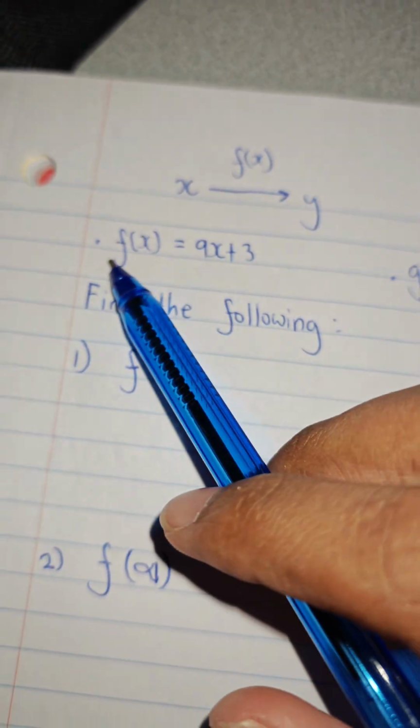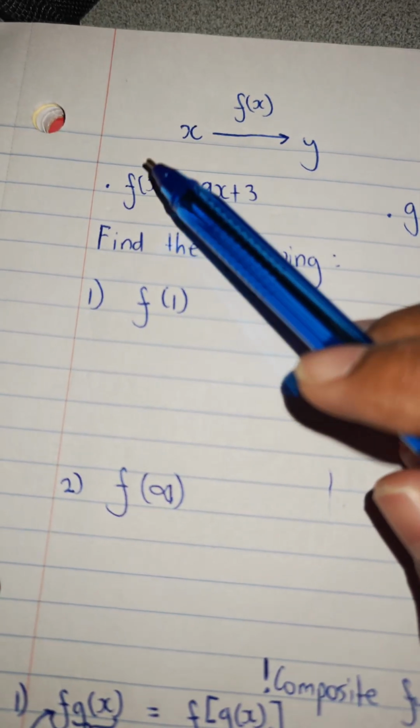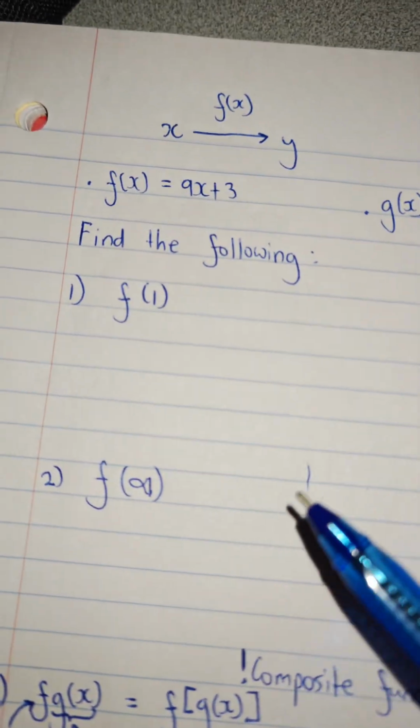Great. So let's just say we had a function f of x is equal to 9x plus 3. What does that mean? That means whatever I put into the function, I'm going to multiply it by 9 and I'll add 3 to it. That is what this particular function does.